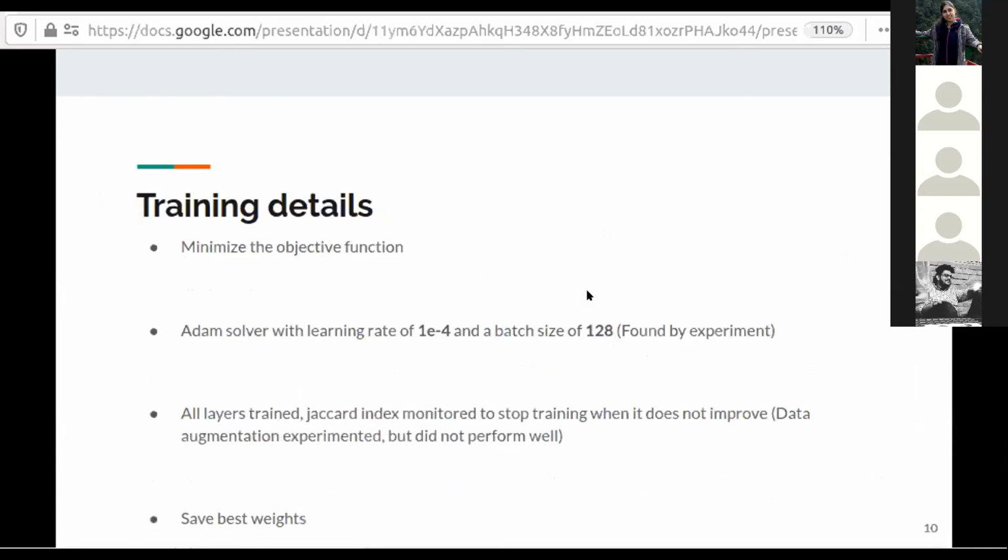For training, our goal was to minimize this loss function. We used the Adam solver with a learning rate of 10 to the power minus 4 and a batch size of 128. And these numbers were also found by experiment with respect to the validation set. And we train all of the layers and monitor the Jaccard index, and we use early stopping to avoid overfitting problems. We also tried data augmentation, but it did not work well. So in our final submission, we did not add any data augmentation.